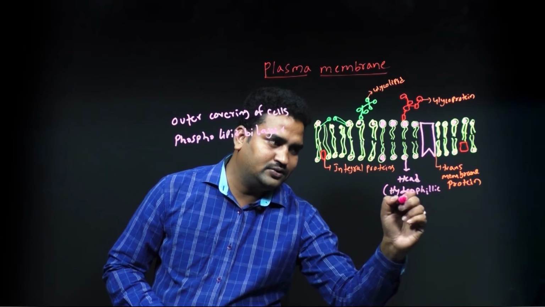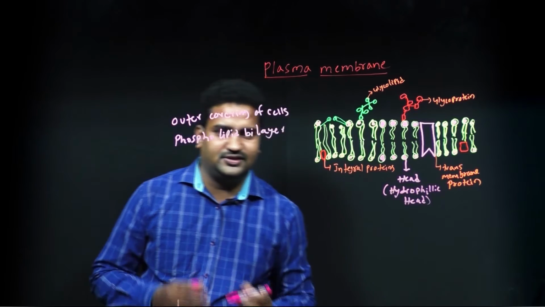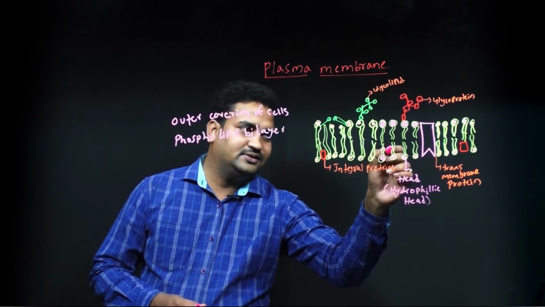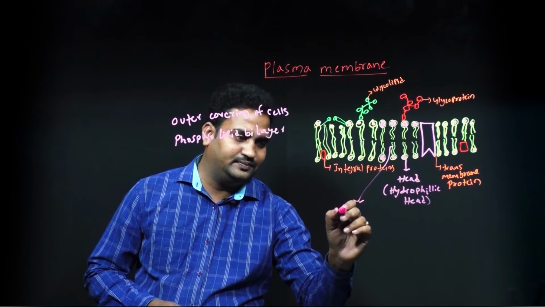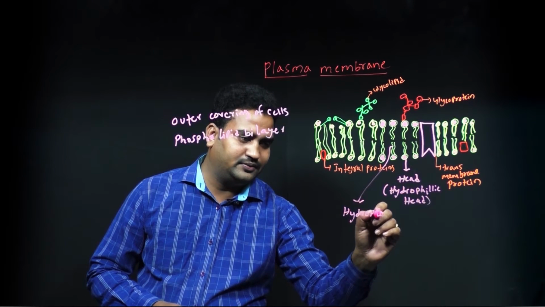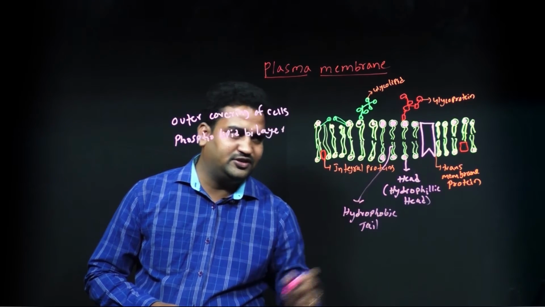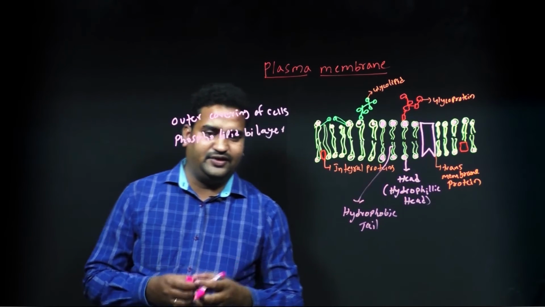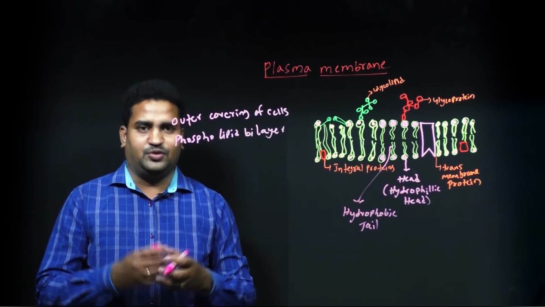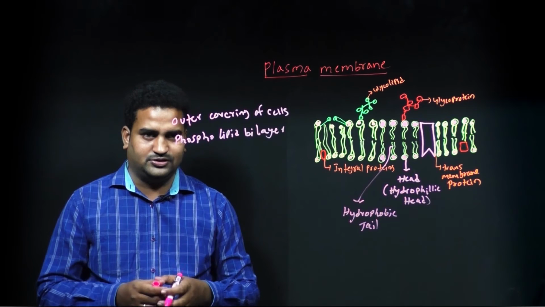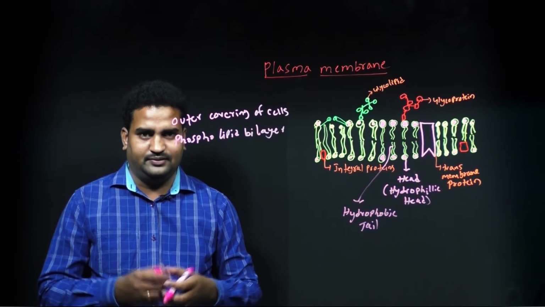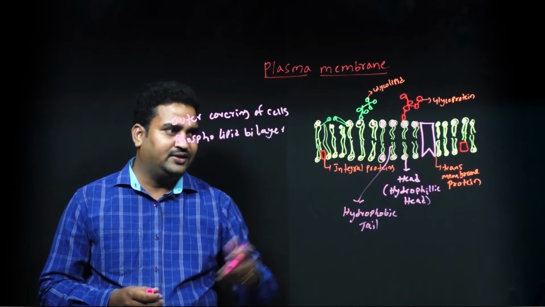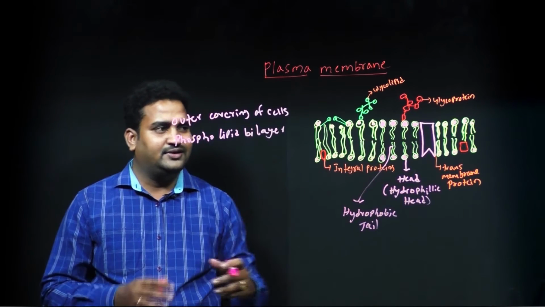The hydrophilic head faces the periphery, and this is the hydrophobic tail, which is present on the inner side. The hydrophilic head faces the polar compounds like water soluble compounds, but the hydrophobic tail will not face the polar compounds. That's why this is a non-polar tail.